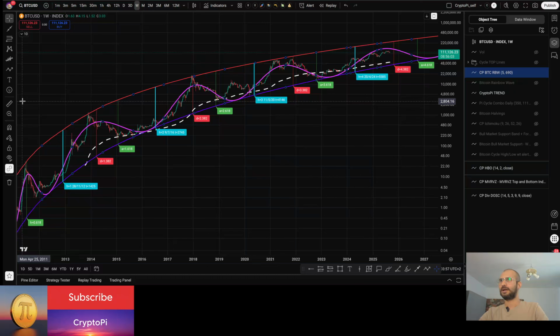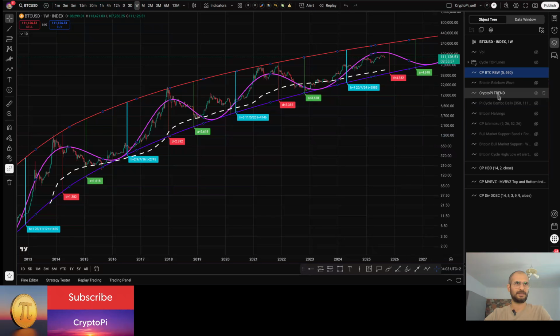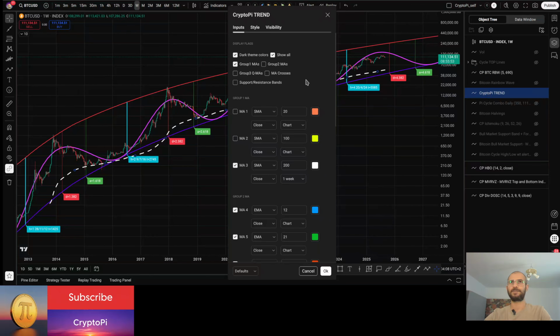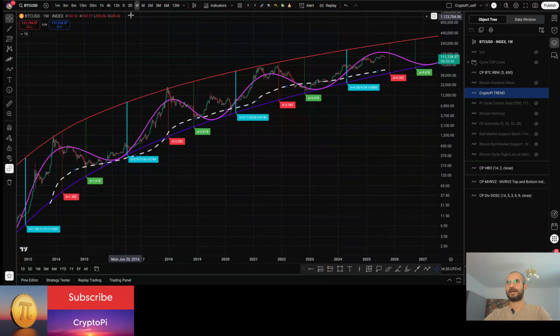The additional thing which I have activated in this one is the trend indicator. Let's see if I can double click here. Yeah, in this, CryptoPi trend is the simple moving average at 200 length, and the time frame is 1 week. Here also you can see the time frame is 1 week.